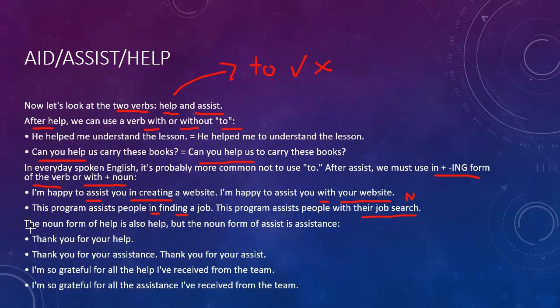The noun form of help is also help. Help is both a noun and a verb. Assist as a noun is assistance.